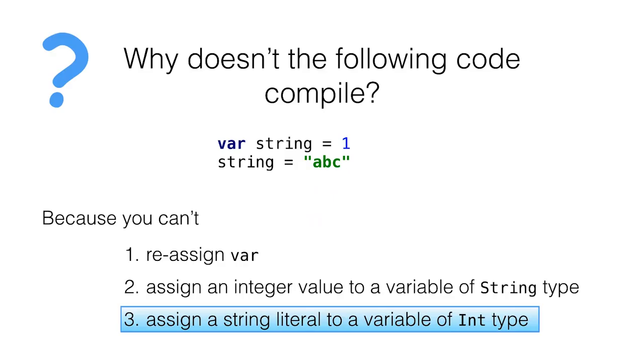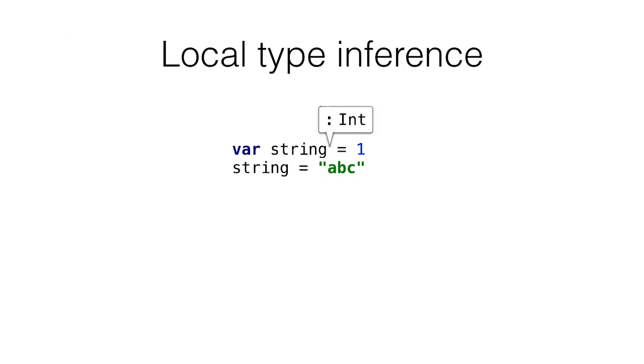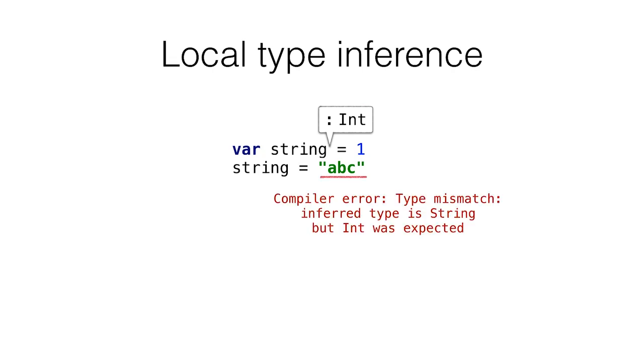Because of the local type inference here, int type of the variable is inferred. It's called string, but it was done on purpose only to confuse you. The type of this string variable is int. And the Kotlin compiler complains that you try to assign a string literal to a variable of an int type, but int is expected. That's the compiler error.